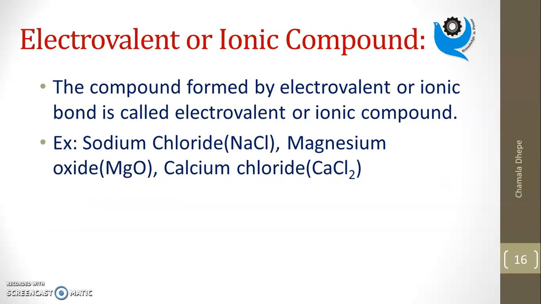Let us see the formation of that. The compound formed by the electrovalent or ionic bond is called the electrovalent or ionic compound. So the compound in which an ionic bond or electrovalent bond is present, we call an electrovalent or ionic compound. Examples of electrovalent or ionic compounds are sodium chloride, magnesium oxide, calcium chloride, etc.